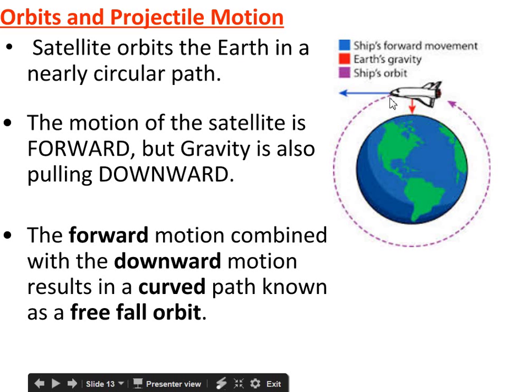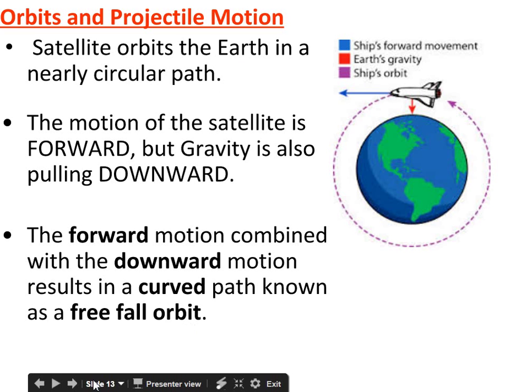We have to projectile them into space, and so they're launched out with a forward kind of motion. But gravity is also going to push them downward. So you can see this plane or this rocket ship is flying, but it's also being pulled downward. What happens is you have a combination of forces. The forward motion added to the downward pull creates a curved path known as a free fall orbit.